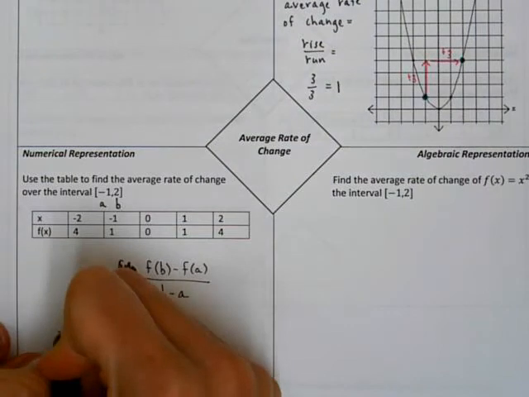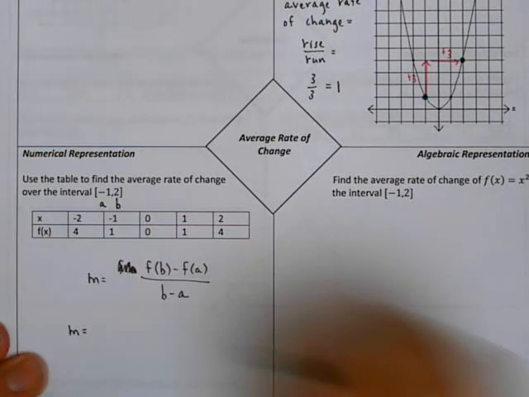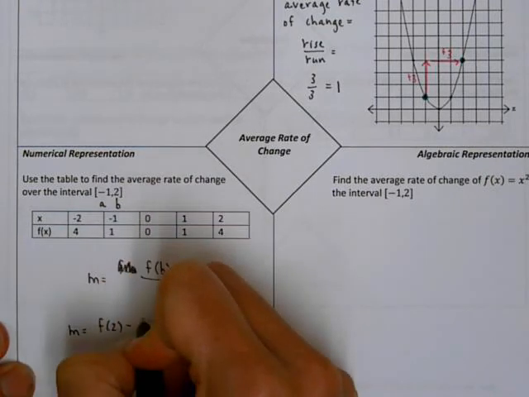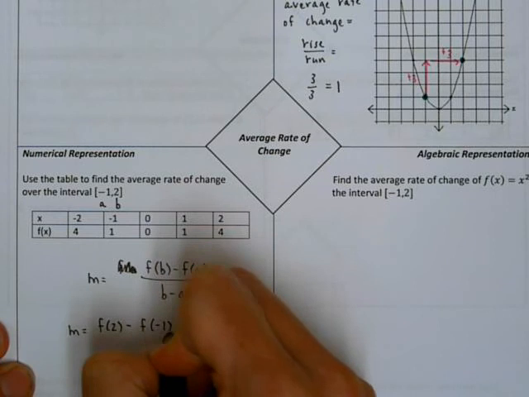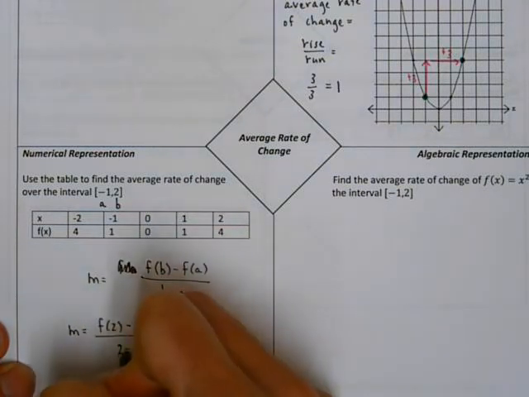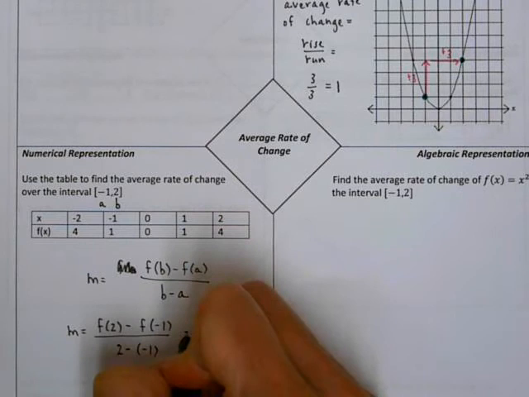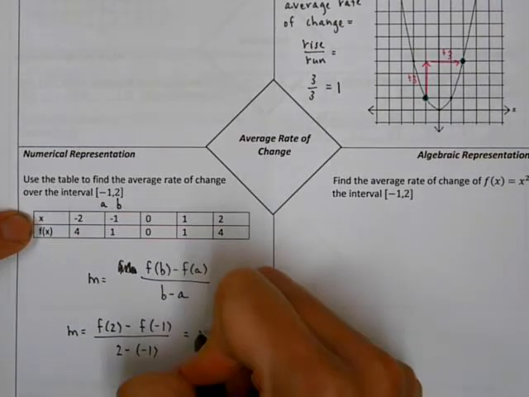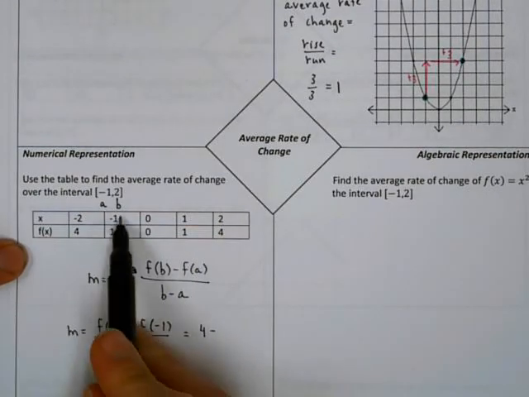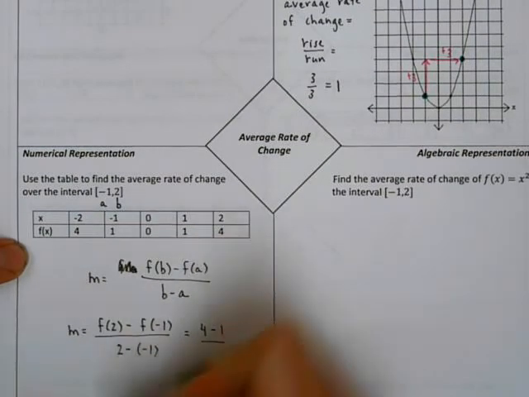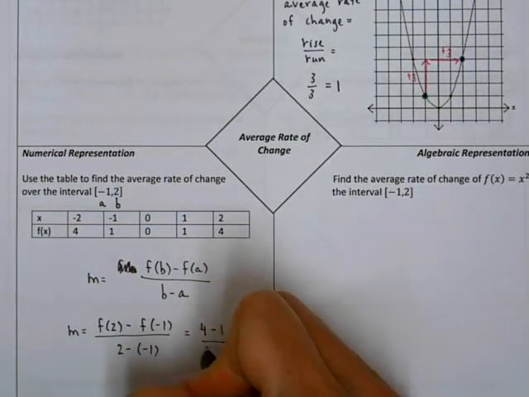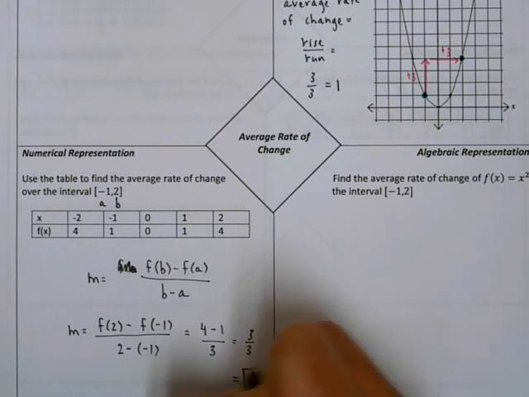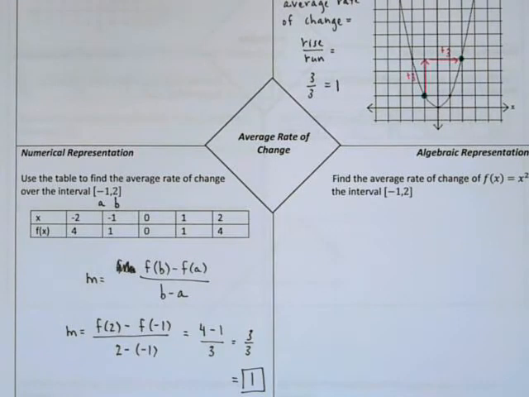So in this case, if I want to find the average rate of change, or the slope, I'm going to do f of b, which is f of 2, minus f of a, my a is -1, and then all over 2 minus -1. Now we can use the table. F of 2 is 4. F of -1 is 1. I have 2 minus -1, that's just 2 plus 1, which is 3. So I have 3 over 3. And again, my average rate of change is just 1.